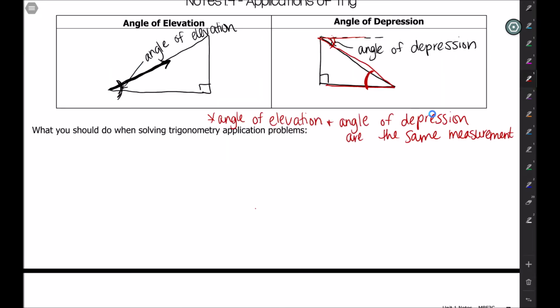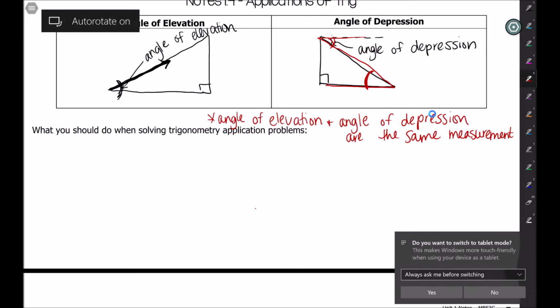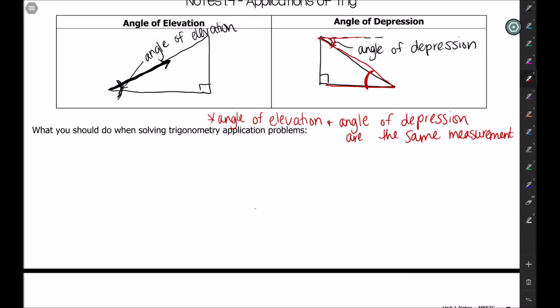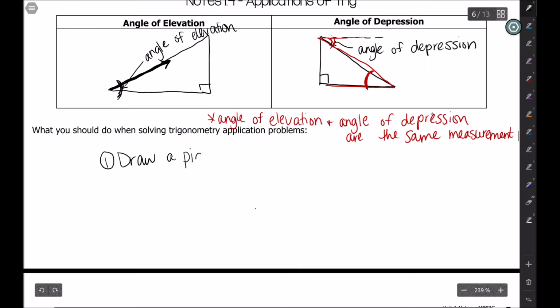So the next thing that we see is a question that says, what should you do when solving trigonometry application problems? The first thing that we need to always do is draw a picture, because there's no way we can see what's going on without having a visual of it, okay? And that includes labeling sides as well, and angles, okay?